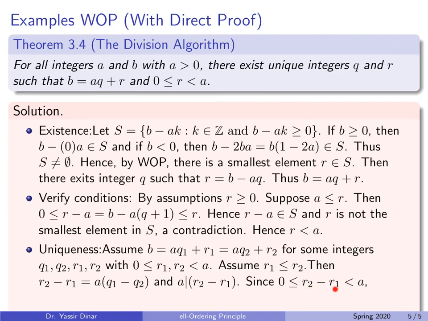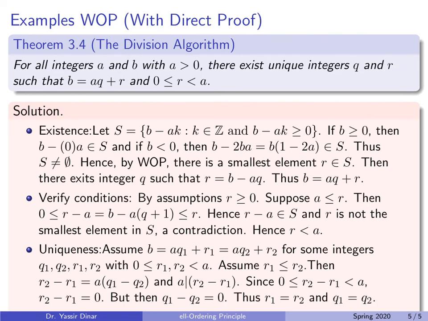However, r2 minus r1 is less than a because both of them are less than a, so the difference will also be less than a. And from our assumption, r2 minus r1 is greater than or equal to 0. But now a divides r2 minus r1 and r2 minus r1 is less than a. This forces r2 minus r1 to be equal to 0. Substituting this value r2 minus r1 equal to 0 here, we find that 0 is equal to a multiplied with q1 minus q2. Since a is not 0, that means q1 minus q2 is equal to 0.